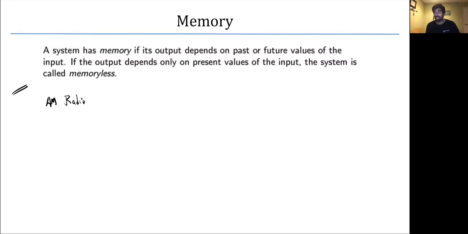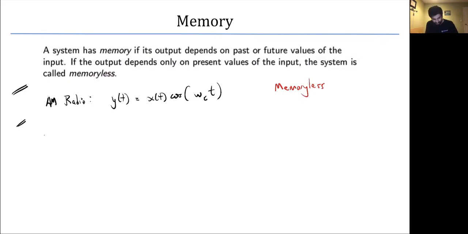Right, we had AM radio from the last class, which took the form of y of t equals x of t times cosine omega sub c times t, right? So this is the AM radio where omega sub c is the carrier frequency. And you can ask yourself whether this has memory or not. As it turns out, if you look at this equation, the output y of t only depends on the value x of t. It doesn't depend on x of t minus 1 or x of t minus 2 and so on. Okay. So this system is actually memoryless. Let's look at another example.